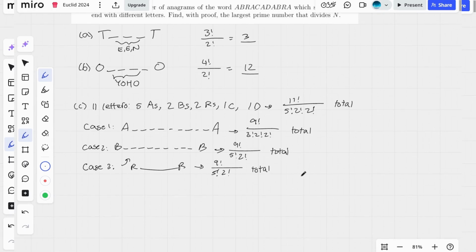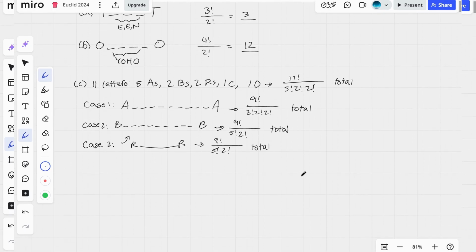And so N would be, if we complementary count, we have the total, which is this, and then we subtract 9 factorial over 3 factorial, 2 factorial, 2 factorial, and then we subtract 9 factorial over 5 factorial, 2 factorial, and then we subtract 9 factorial over 5 factorial, 2 factorial.